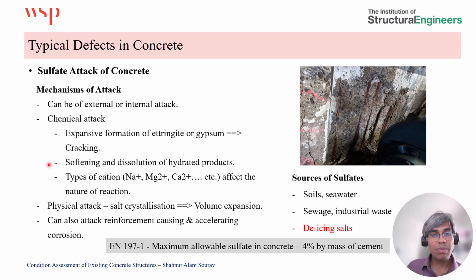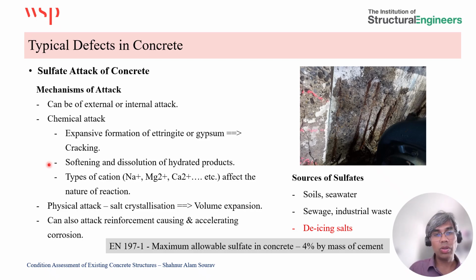Another type of chemical deterioration that we see is sulfate attack of concrete. Usually what happens is that sulfate can attack the internal microstructures, the internal microcomponents of the concrete, by the formation of ettringite or gypsum, which can lead to cracking. The formation of ettringite and gypsum can be expansive, which will exert pressure onto the surrounding concrete, leading to cracking.